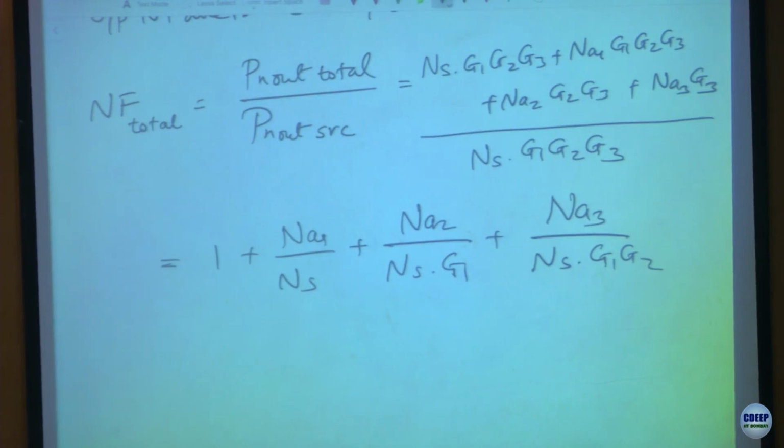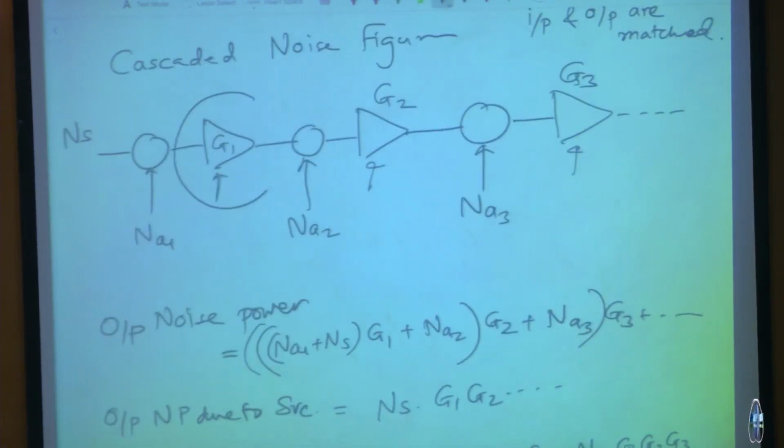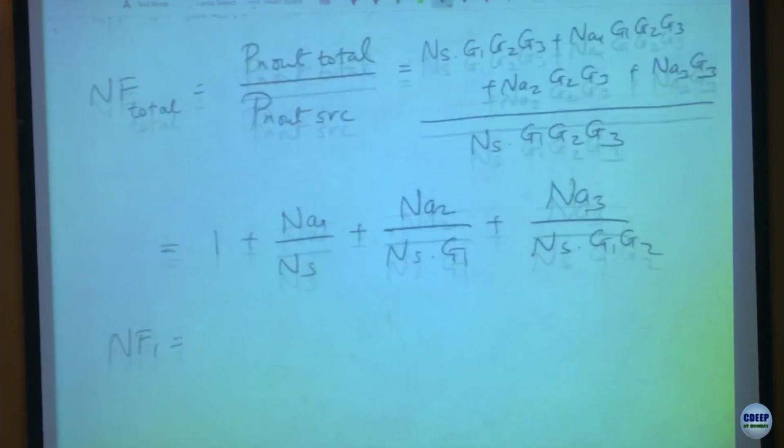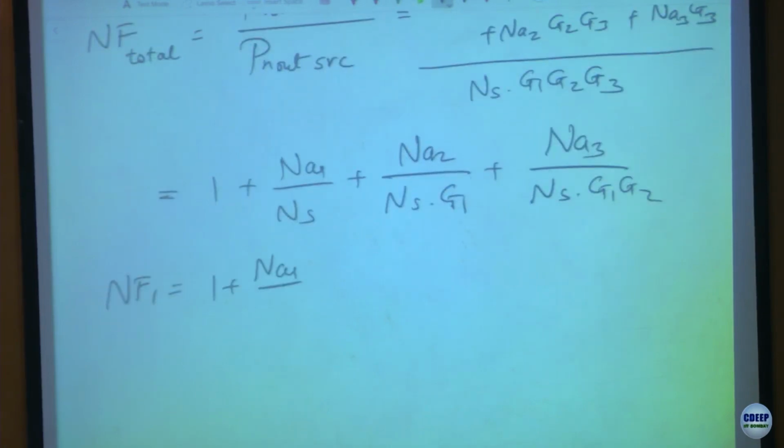So we know that NF1 is the noise figure of only this guy. What is that NF1 equal to? 1 plus Na1 divided by Ns, only when I am looking at that device in isolation, right? Because in traditional RF design, you would buy components from different people. So you would buy one LNA from somebody, then you would buy a mixer from somebody, another amplifier from somebody, right? And all of them have been standardized for either 50 ohm termination or 75 ohm termination, whatever, because you are using off-the-shelf components and they would be specified. My noise figure is this much, this guy's noise figure is this much, right?